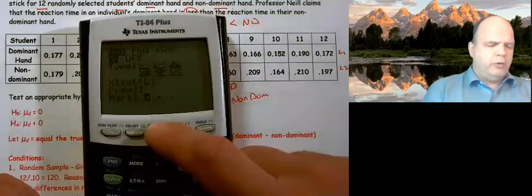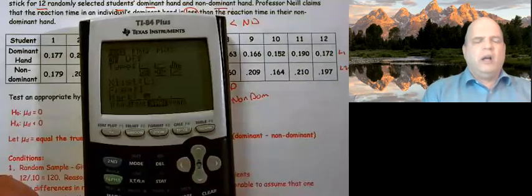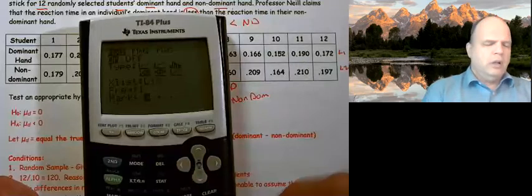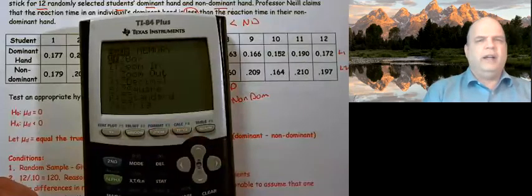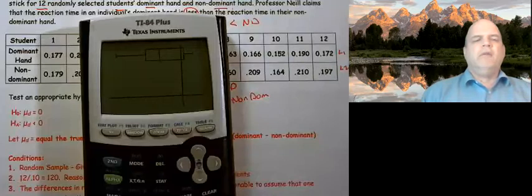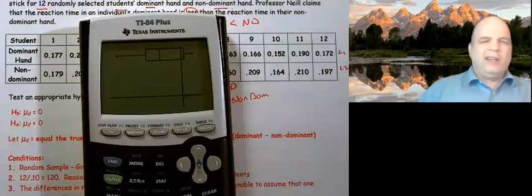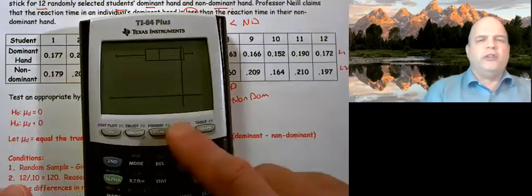And then I'm going to press zoom 9. Now, if it glitches like this, press clear, then press zoom 9. Okay, so this is the box plot that we get. I look at that and I go, gosh, I really don't know if it's that symmetric or not, but for College Board purposes, it is.